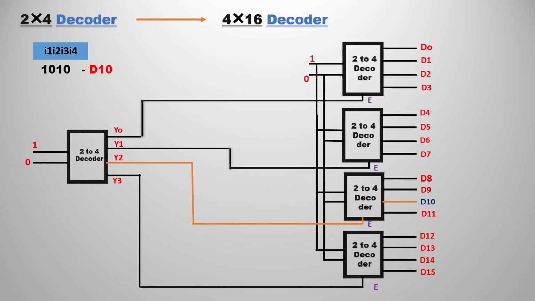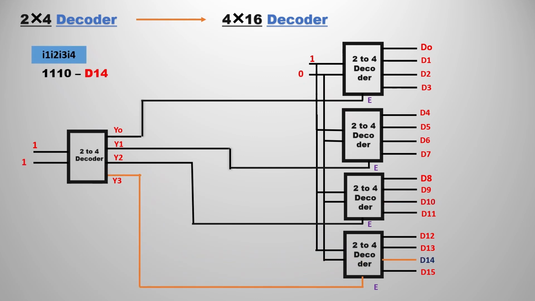In a similar way, the third example is 1010. We know that in decimal this is 10, so D10. I1, I2 is 10, which means 2, so we are going to select the third line, Y2. The third line corresponds to the enable line of the third decoder. We are also passing I3, I4 as 10, and 10 means the third term only. I hope you know how I am using the 2x4 decoders to manipulate the outputs. So finally D10, the required one, is selected.